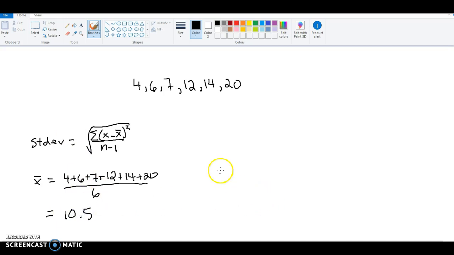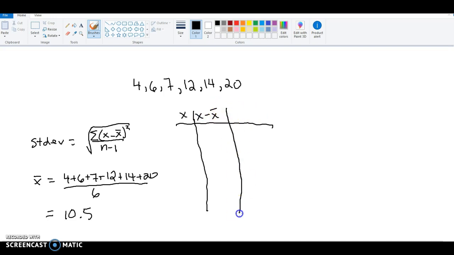And then we make a chart to organize ourselves a little better. On the chart, we're going to have each of the values, then the deviation, x minus the average, and then we're going to square each of the values in that column, so x minus x bar squared. Let's write down our values here: 4, 6, 7, 12, 14, and 20. From each of them, we're going to subtract 10.5.